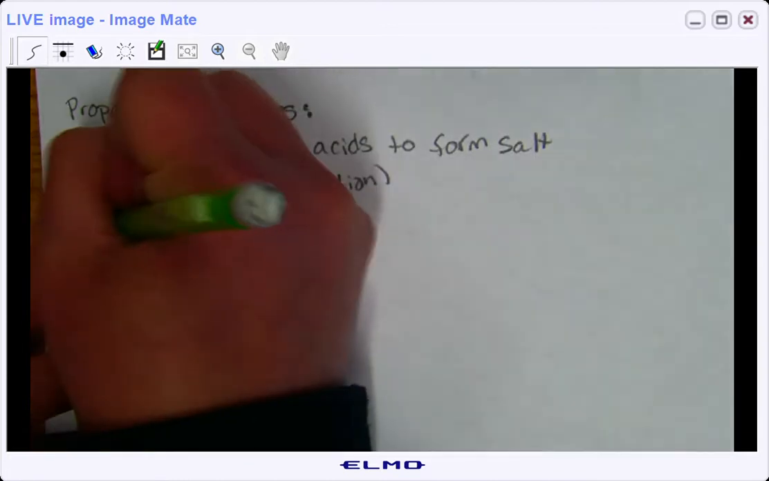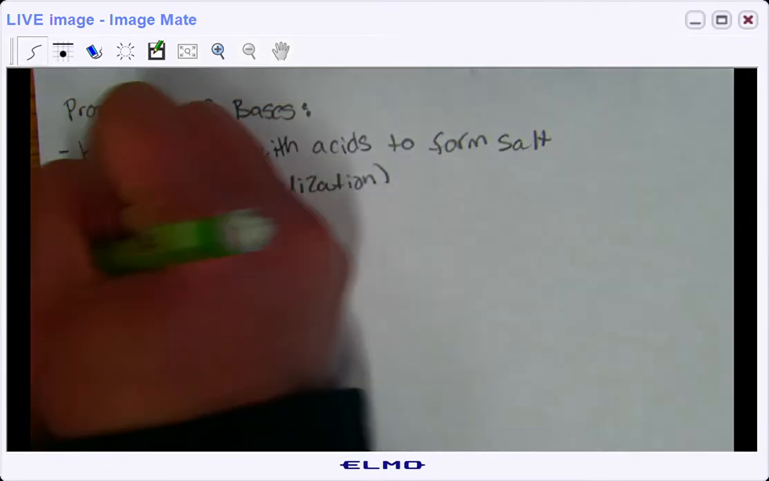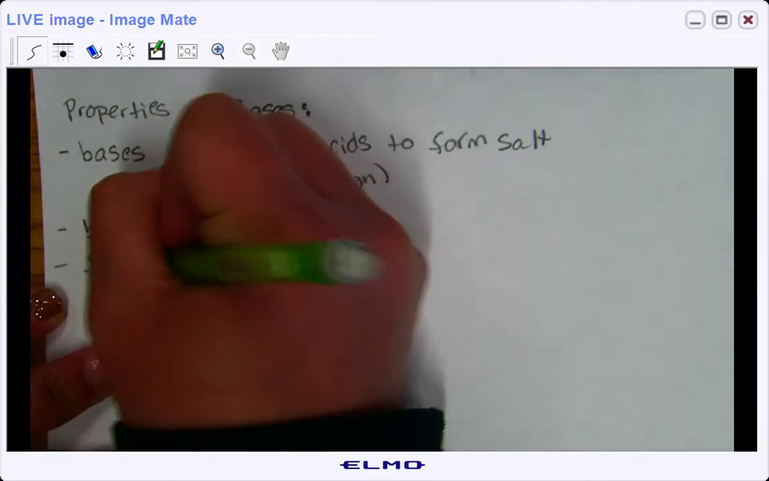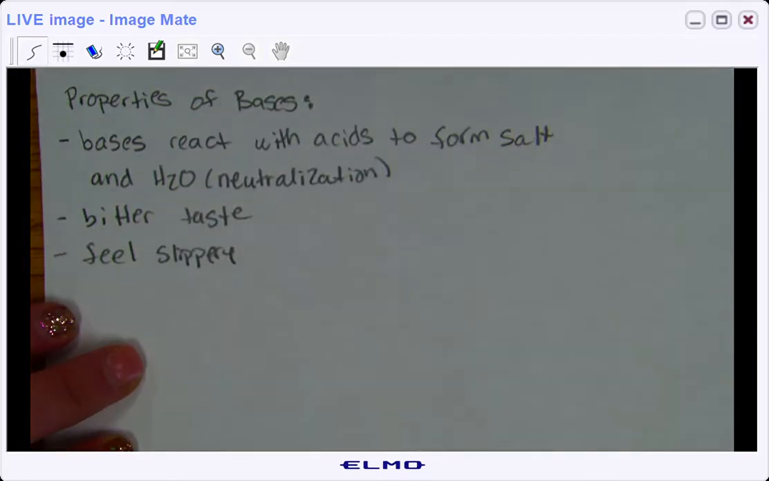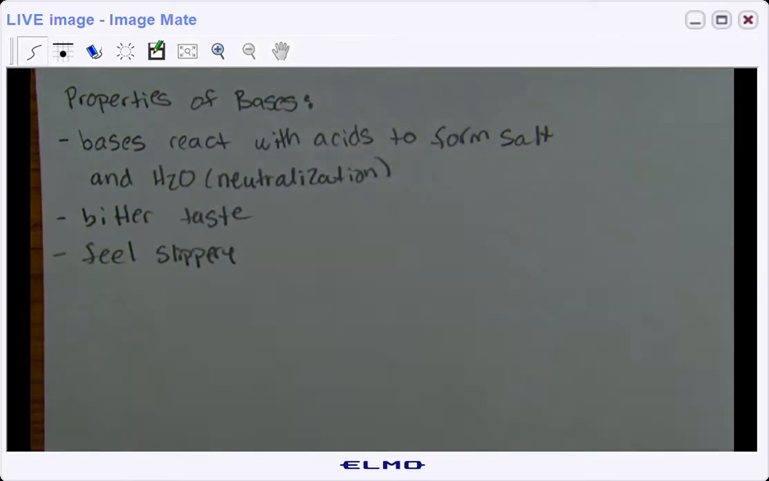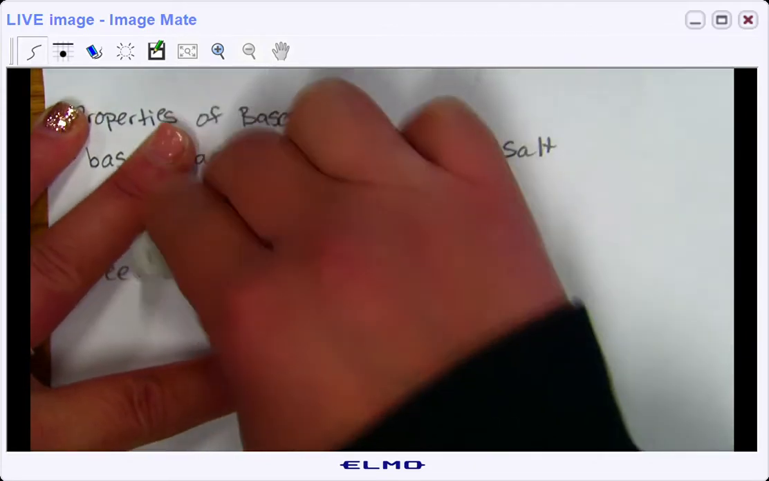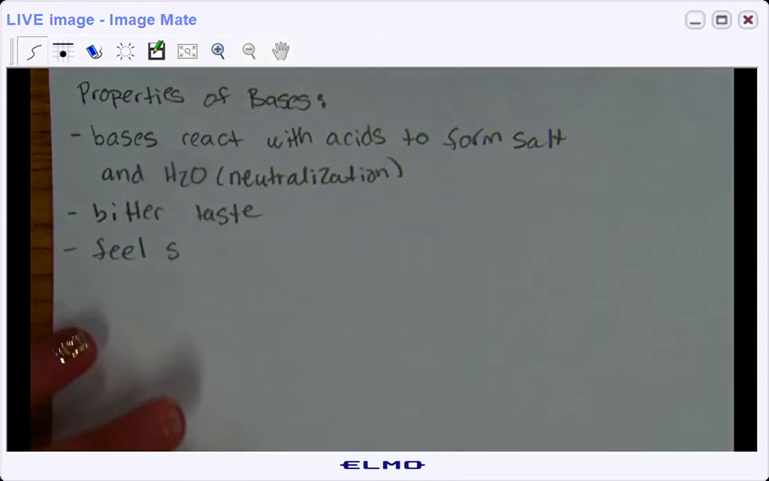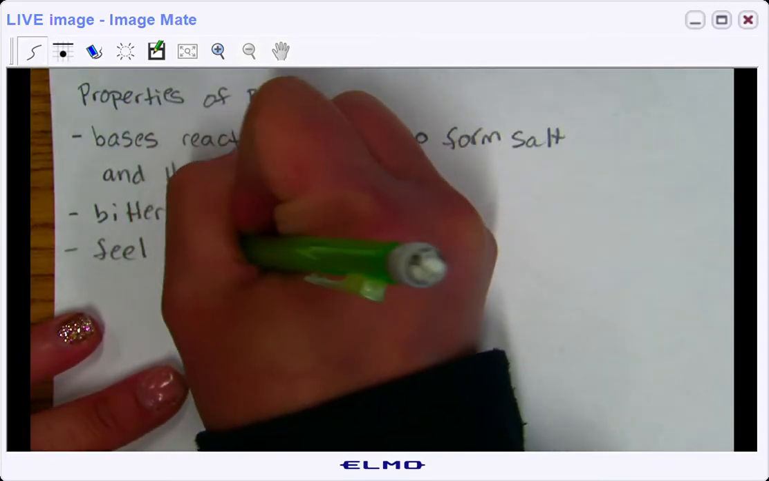Bases do have a bitter taste, and they feel slippery. So have you ever gone on a cleaning spree? Maybe your parent, whoever you live with, mom, dad, aunt, uncle, grandmother, said, you know what? You are not going out to the movies with your friends tonight until that bathroom is clean. So you go on a cleaning spree and you spend a significant amount of time cleaning.